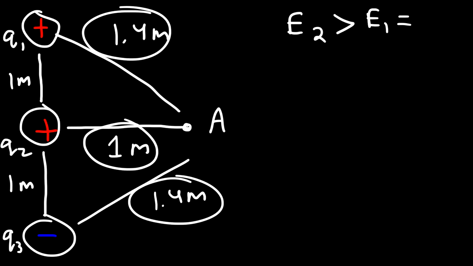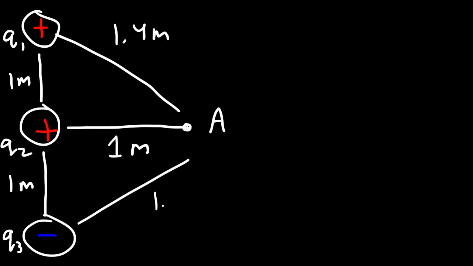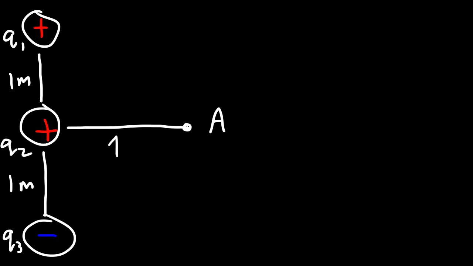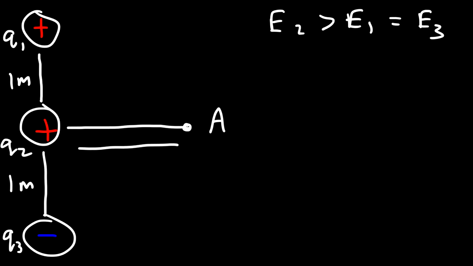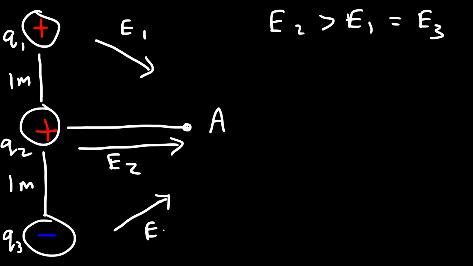Let me just delete this first. That's going to give us a good idea of how long we should draw the relative vectors. So we said E2 is greater than E1, and E1 is equal to E3. So E2 is about that long. E1 is going to have to be shorter, and E3 will also be shorter, but the same length as E1. So how can we add these 3 vectors so that we can get a general idea of the direction of the net electric field at point A?